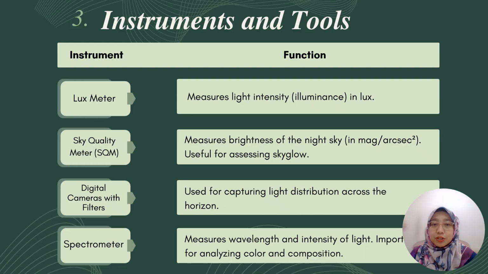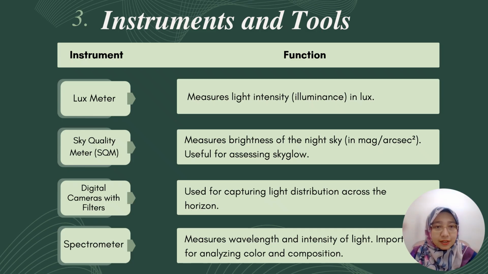To conduct light pollution assessment, several key instruments and tools are used, each serving a specific purpose. First, the luxmeter is used to measure illuminance or light intensity in lux. It helps determine how much light falls on a surface, commonly used in workplace and street lighting assessment. Second, the sky quality meter (SQM) measures the brightness of the night sky in magnitudes per square arc second. This is especially useful for assessing sky glow, a common indicator of light pollution in urban areas.